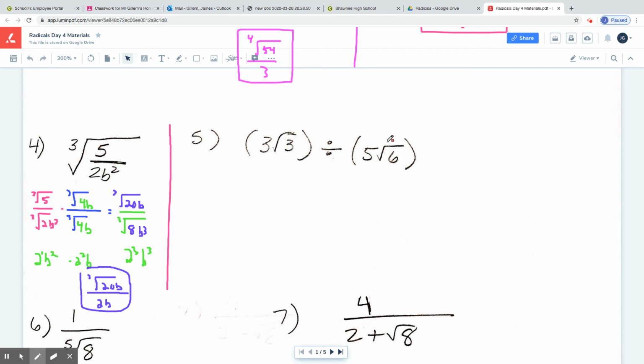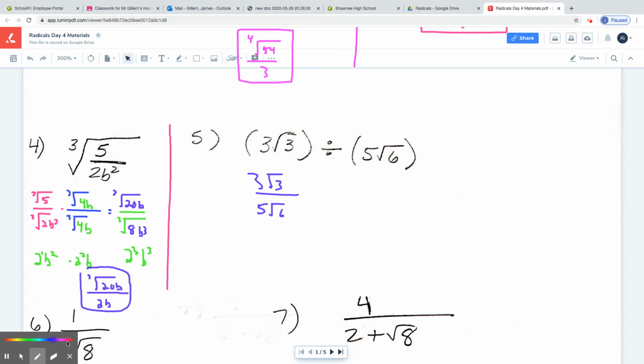All right, this one here, number 5. We have another square root. Remember, you can just rewrite it like 3 root 3 over 5 root 6. Why don't you go see if you can finish that one.